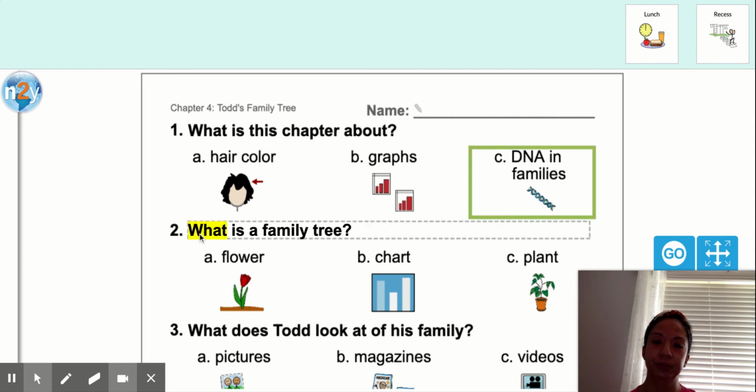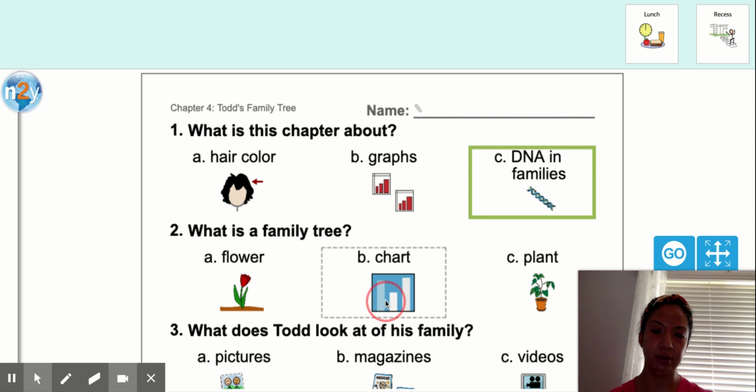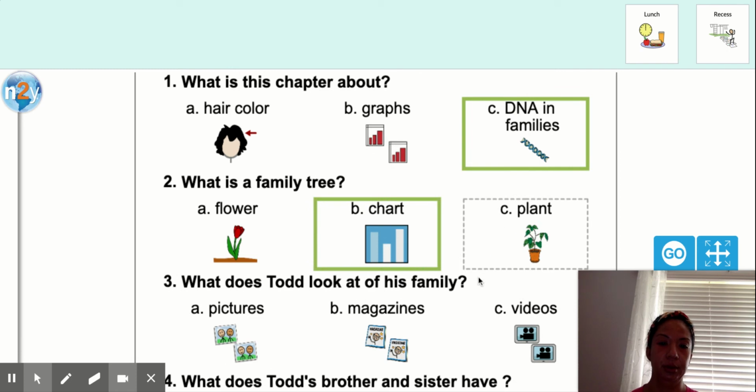Okay, so number 2. What is a family tree? Do you remember what a family tree is? Is it a flower, a chart, or a plant? Remember, they had the pictures of Todd's parents and grandparents, and they were in a chart. Chart. Okay, so a family tree is a chart.